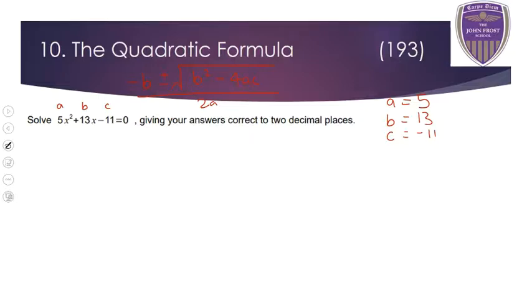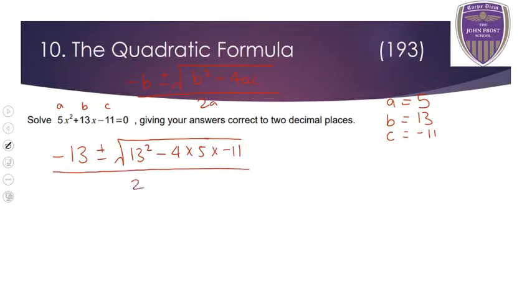So I'm just going to substitute those values into the formula now. So if b is 13, this is going to become minus 13 plus or minus the square root of 13 squared, take away 4 times by 5 times by minus 11, all divided by 2a, so 2 times 5. Okay, I prefer you not to type all that into your calculator. All right, let's just work it out first to see what we get under the square root sign.